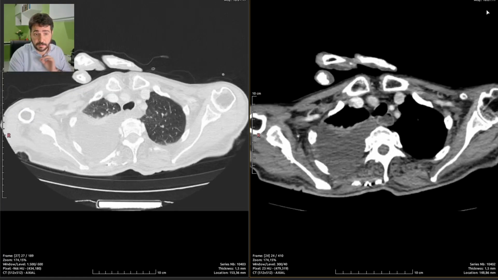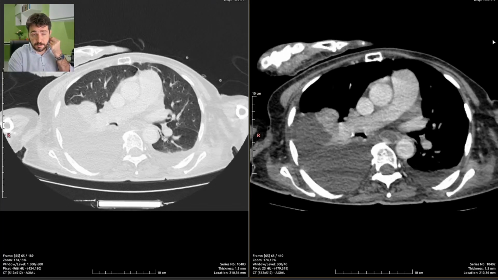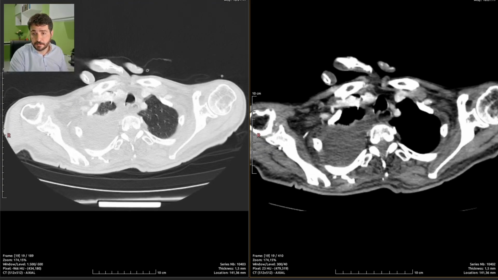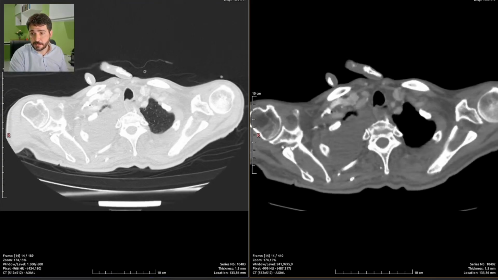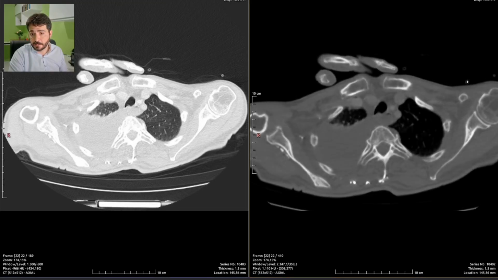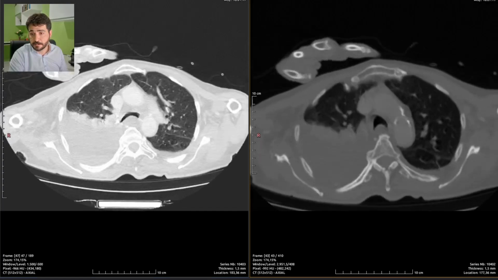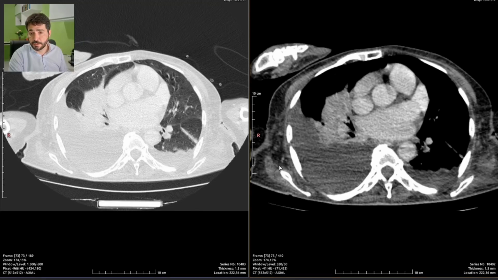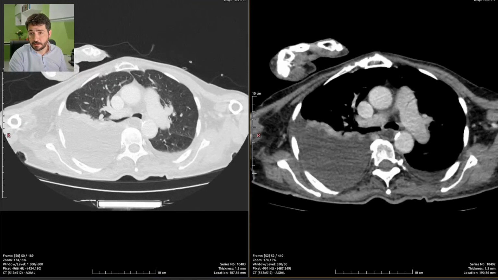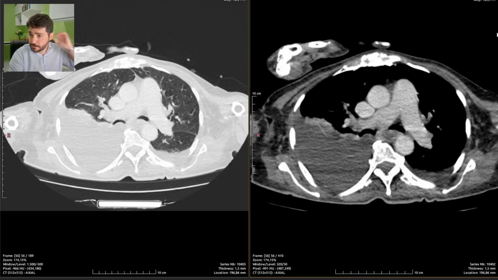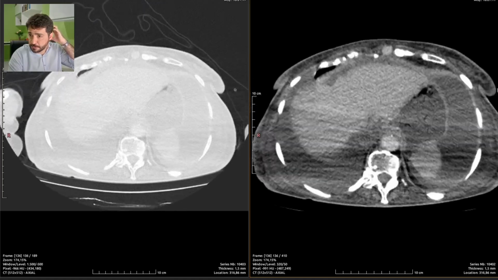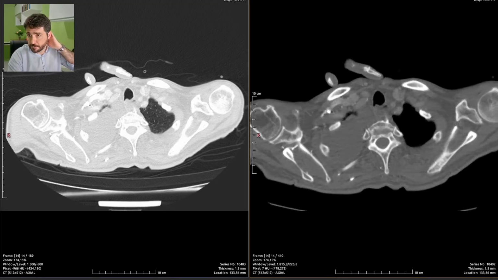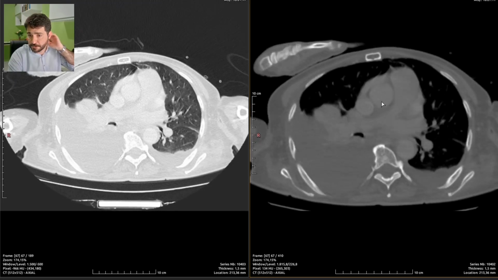Let's just focus on what we have at hand, which is a CT scan of the chest, which is by itself already a hard time for us. So let's go for soft tissue. There is diffuse edema of the superficial tissues and the muscle planes. This is a very sick patient.